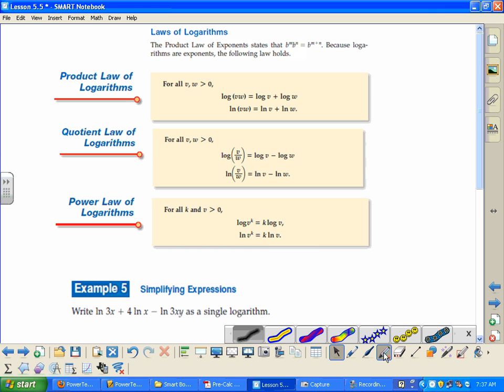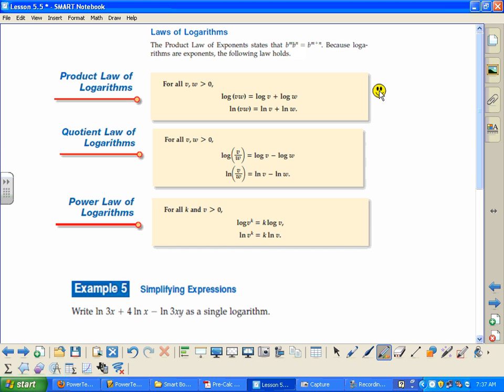So just a reminder, we have the product law of logarithms: if we have the log of a product, v times w, that's equal to the log of v plus the log of w. Or if it's a natural log, then the natural log of vw is equal to the natural log of v plus the natural log of w.